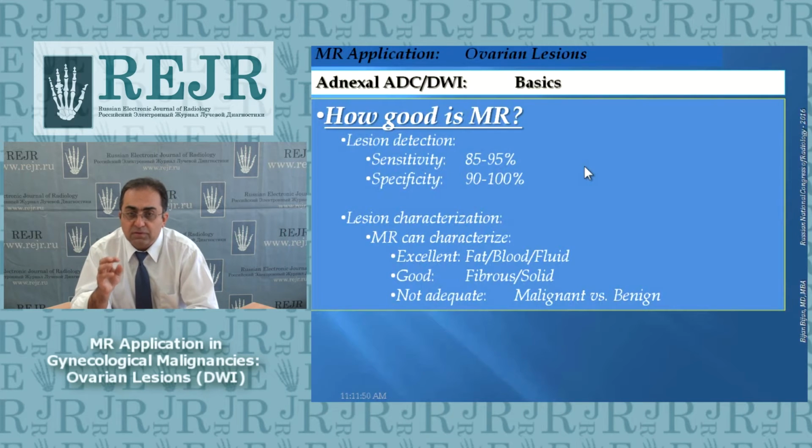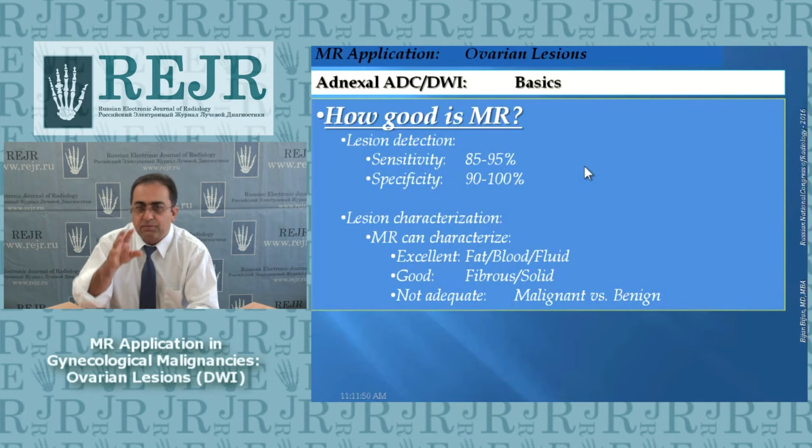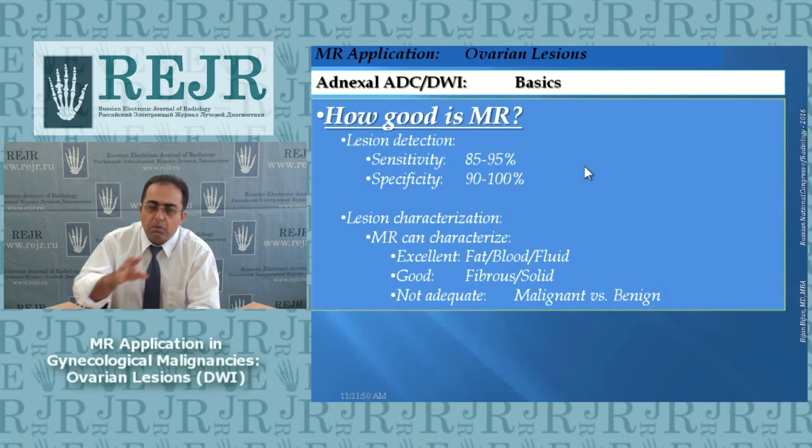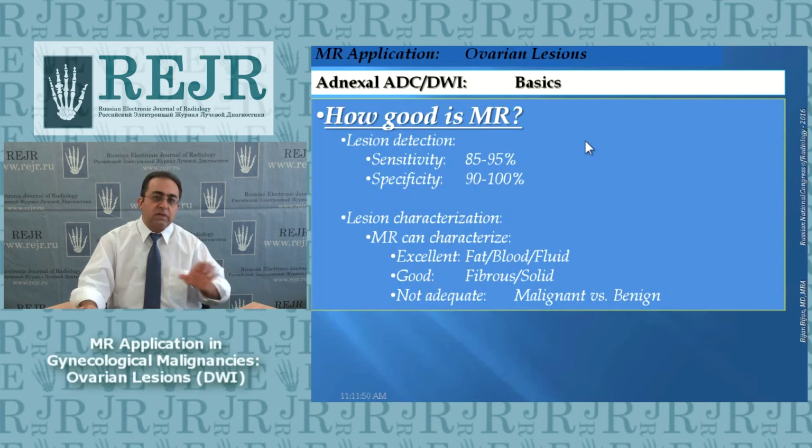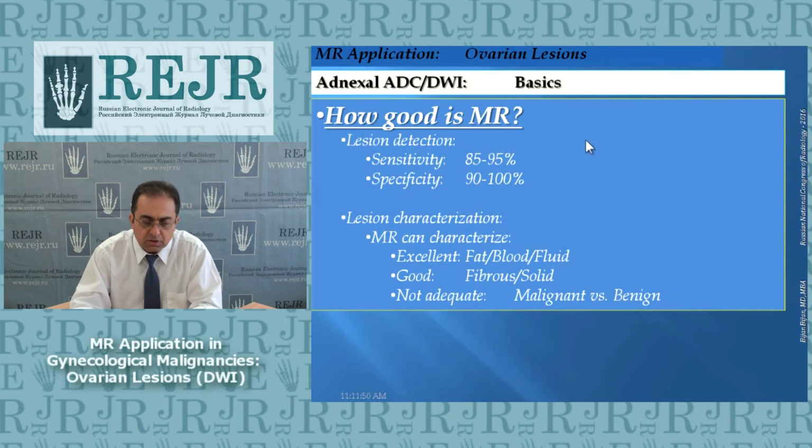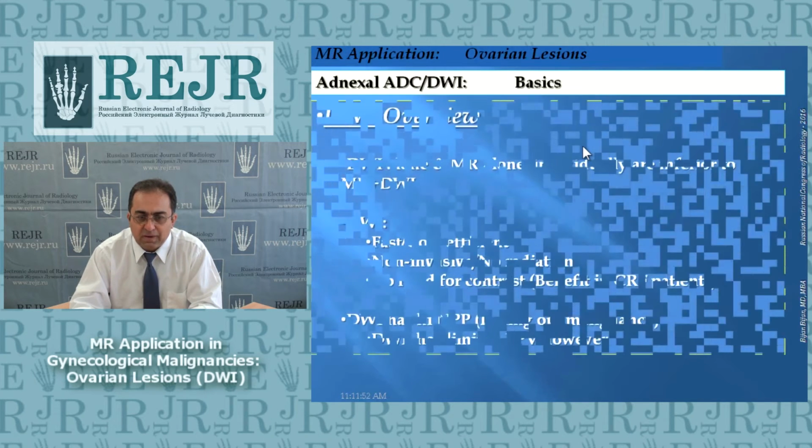When it comes to fibers and solid structures, it is kind of okay, it's good, but it is not adequate still for differentiating benign versus malignant. There are a lot of findings that can be suggestive one way or another, but it is still not adequate per current literature to differentiate between benign and malignants.